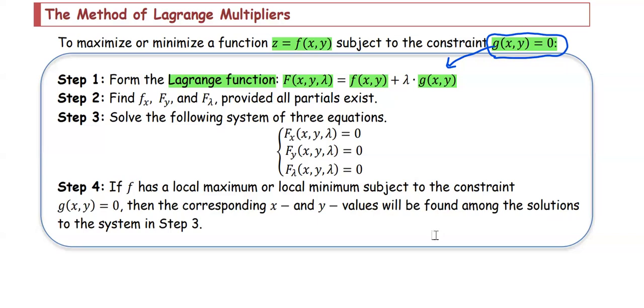Next, step 2, we find the first order partial derivatives with respect to x, with respect to y, and with respect to lambda, respectively. And then step number 3, we solve the following system of 3 equations. The partial derivative with respect to x equals 0, the partial derivative with respect to y equals 0, the partial derivative with respect to lambda equals 0. And step number 4, if f has a local maximum or local minimum subject to the constraint g of x y equals 0, then the corresponding x and y values will be found among the solutions to the system in step number 3.